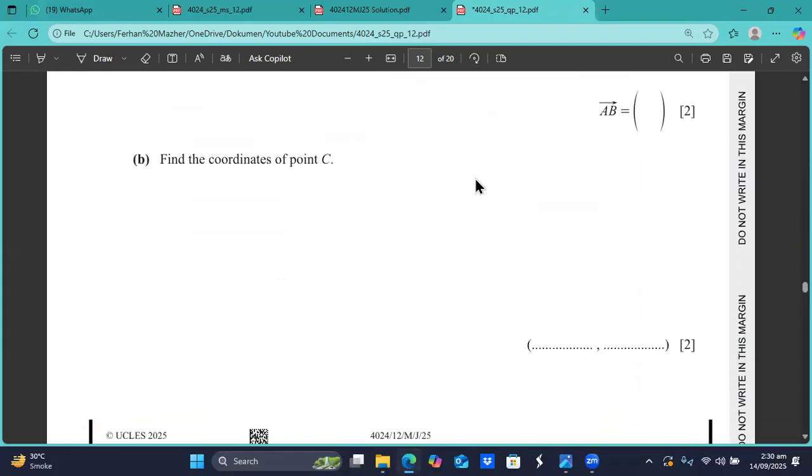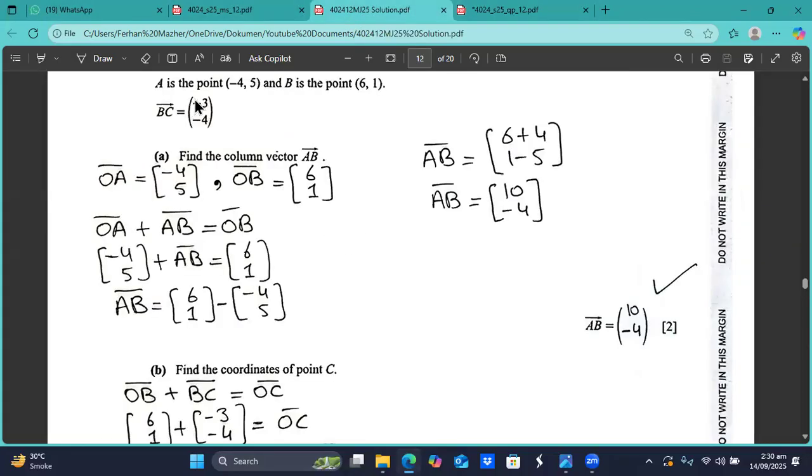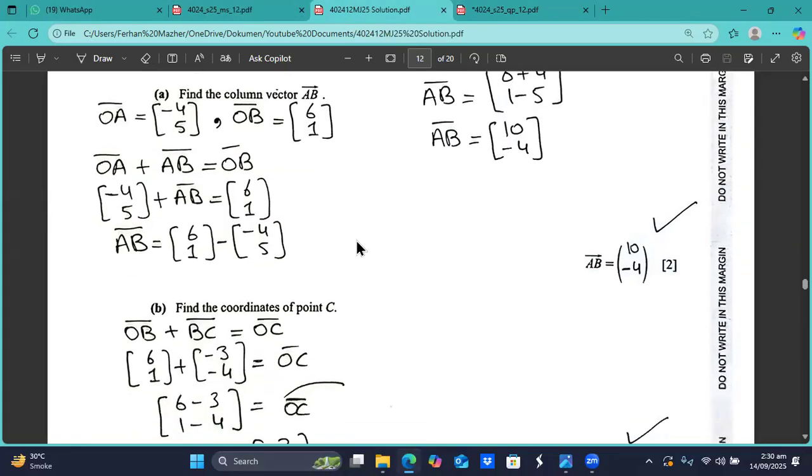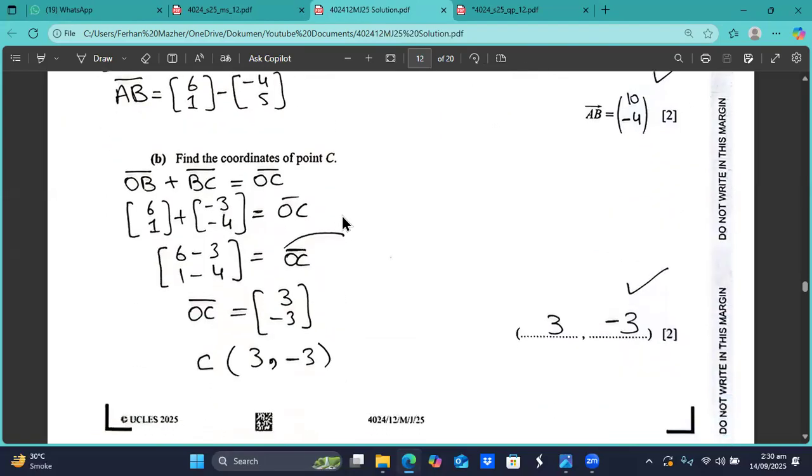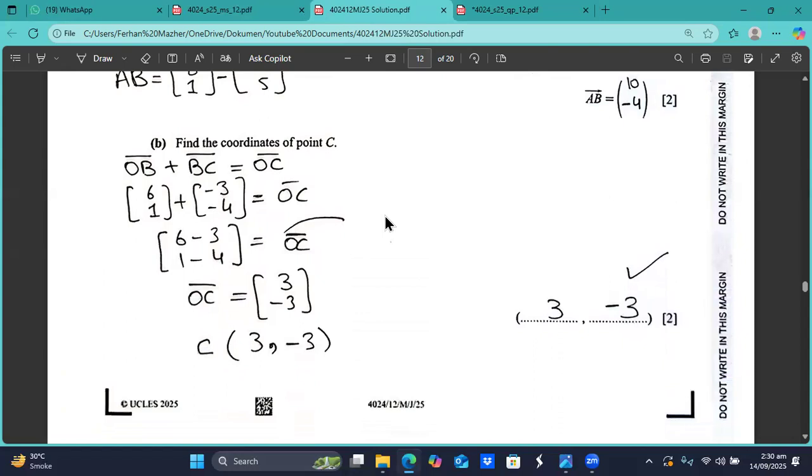Here you say find the coordinates of the point C. We know the BC is given. The BC is -3, -4. We know the position vector of the B, and the position vector of the C is the question. The coordinates are the position vector actually. So OB plus BC will be equal to OC. This is the formula for the position vectors. So 6, 1 plus BC, which is given in the question, -3, -4, and OC is the question.